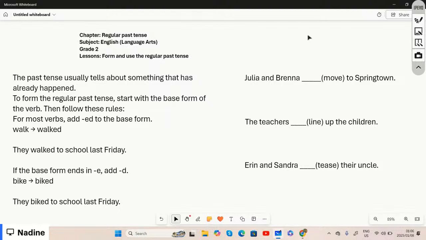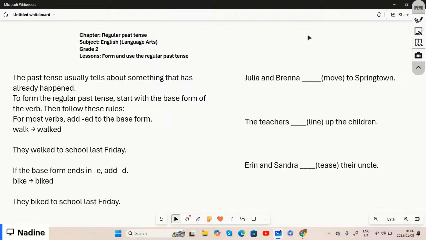All right. So when it comes to regular past tense, right? When you talk about the past, it tells us about something that happened already. That is the past. It tells us about something that has already happened. It could have been this morning, this afternoon, yesterday, or last week. That is in the past, right?